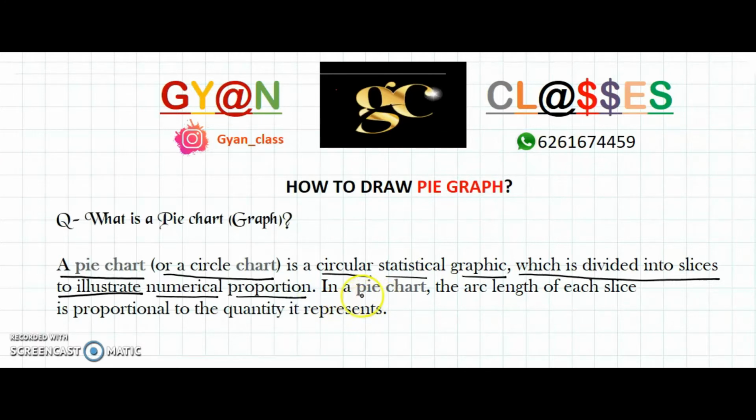So what is to be done in the pie chart? In a pie chart, the arc length of each slice, that means each piece, will be proportional to the quantity it is representing. So that is what the pie chart is.